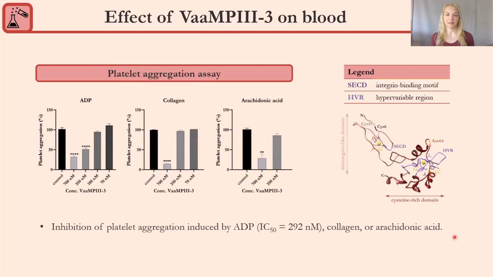So then we tested its effect on human platelets using turbidometry. And as predicted, it inhibited platelet aggregation induced by different agonists with similar potency to other disintegrin-like cysteine-rich proteins. The mechanism of its action remains to be investigated, but we believe that it acts similar to other DC proteins by binding of its SCCD motif or its hypervariable region to platelet receptors.